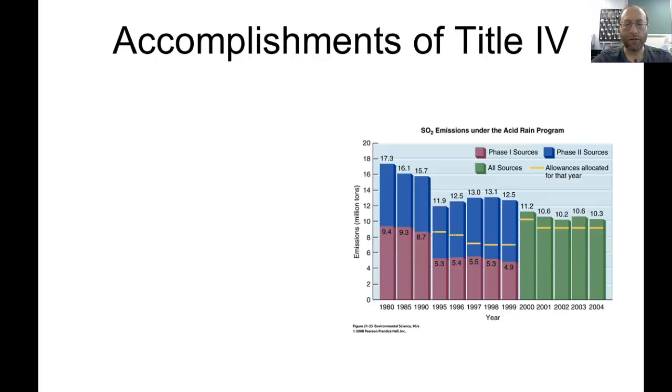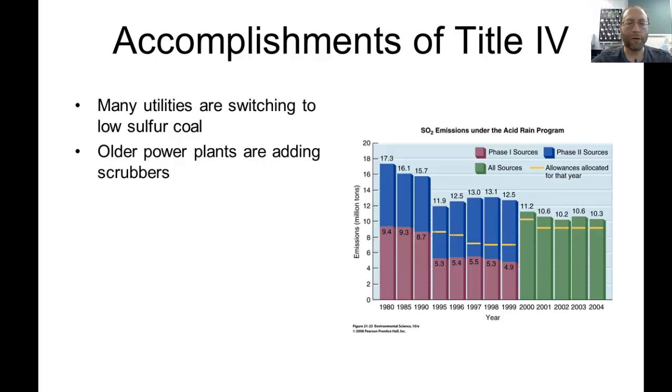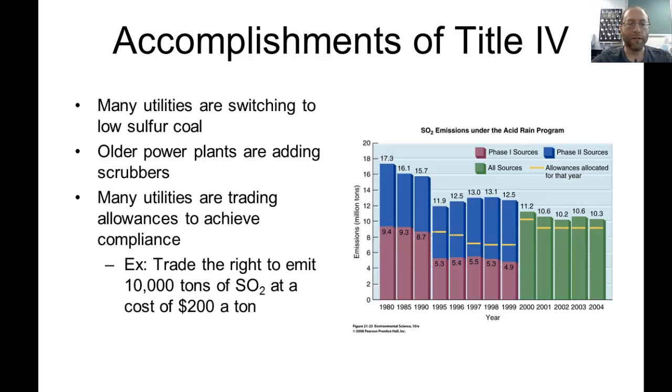Now, here's what this accomplished. Many utilities are switching to low sulfur coal, and the older power plants are adding scrubbers. In the smokestacks, the smoke coming up through is sprayed with a solution of lime that basically neutralizes the acids. Many utilities are trading allowances to achieve compliance. For example, they will trade the right to emit 10,000 tons of SO2 at a cost of $200 a ton. That allows utilities to pay for and make a profit off of pollution reduction technology.